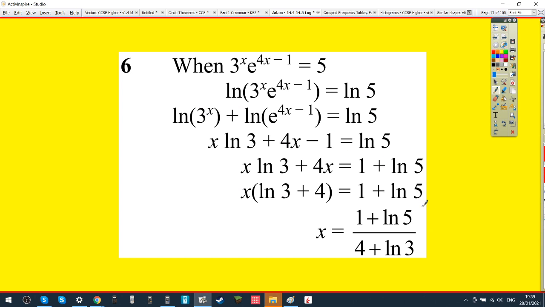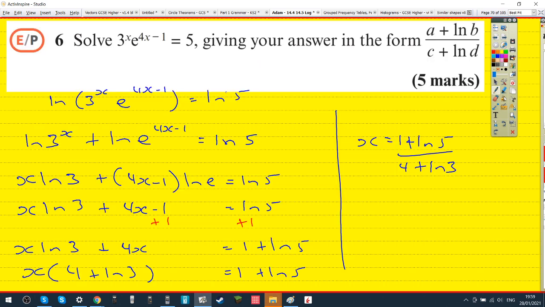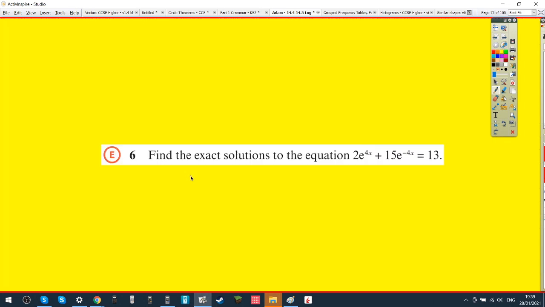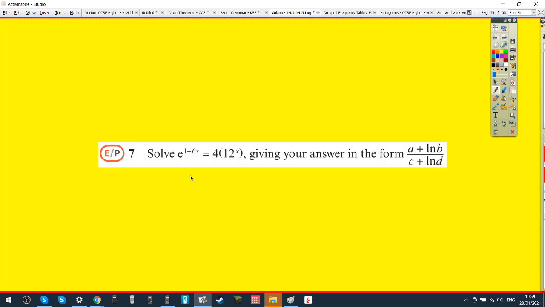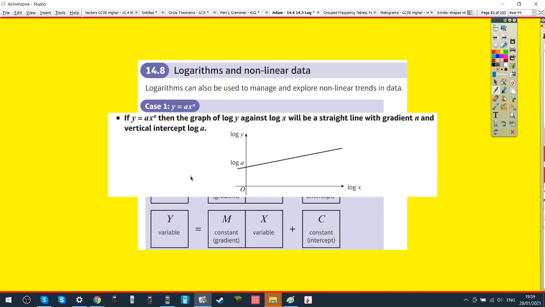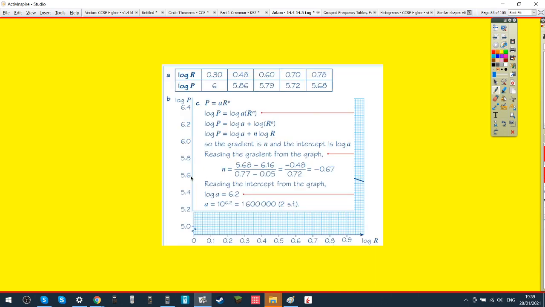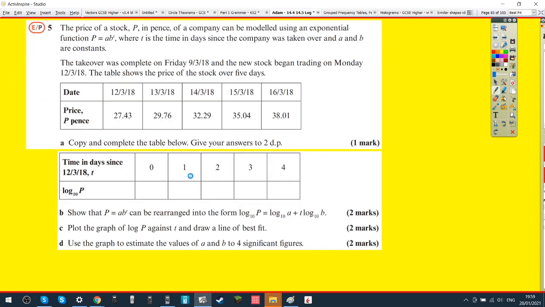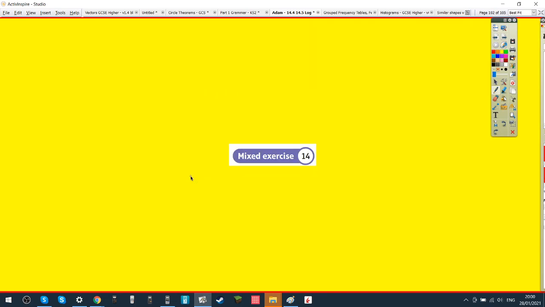So it's similar to the other one. If you see two things in a logarithm being multiplied, by the laws of logs, you can bring them apart. If they're multiplied, you add. So that one's similar to that one. Yeah, very similar. Let me see. Logarithms and non-linear data. That's the last thing. So it's basically modeling using logs.